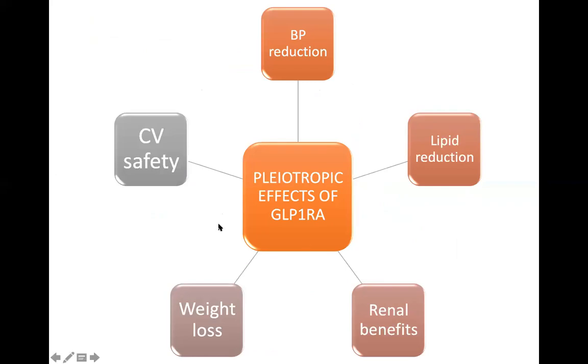So not just these few, weight loss and glucose control, they also have other benefits, as you can see. Renal benefits. In CKD, it is shown that using GLP-1 receptor agonist decreases renal function deterioration. Lipid levels are also decreased. Blood pressure is decreased. As a result, you have less myocardial infarction with these agents.